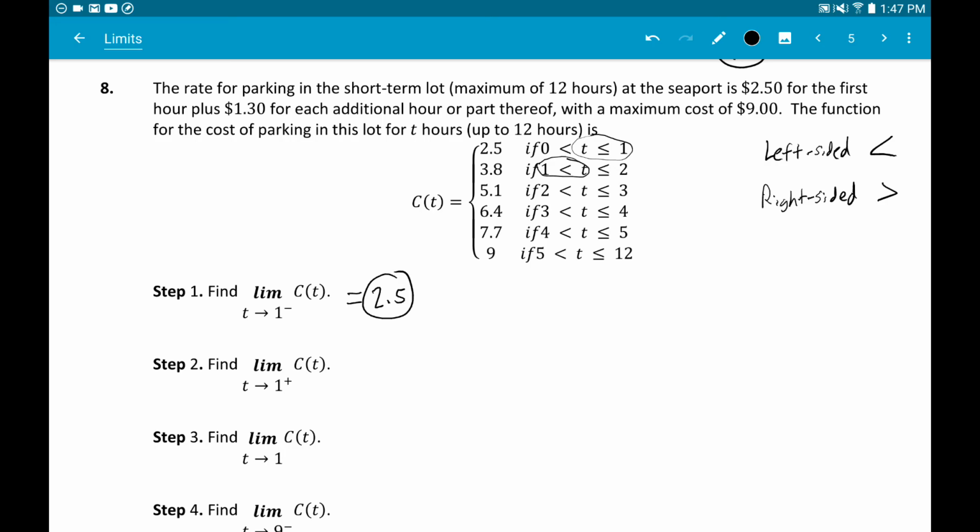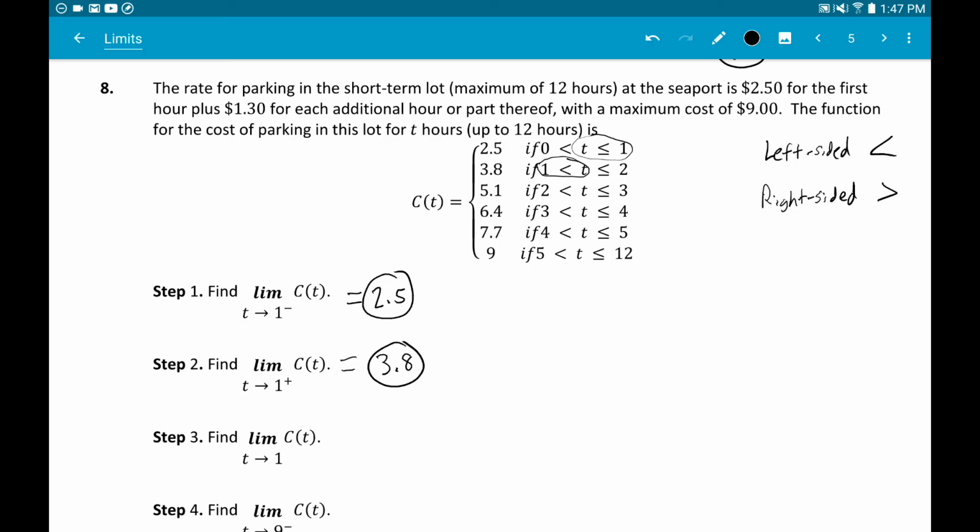Okay, and step 2, for the right-sided limit, we want the greater than sign, because right-sided is greater than. So can you read inequalities from the middle out? So we have t greater than 1 here on the second row. So that's going to mean that's 3.8.